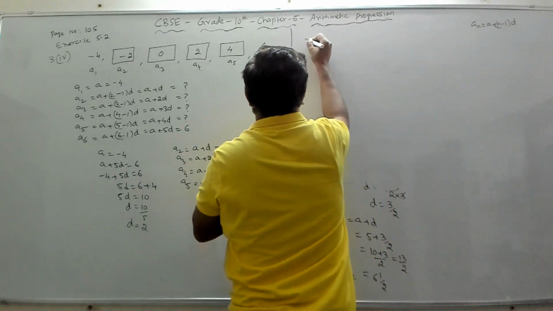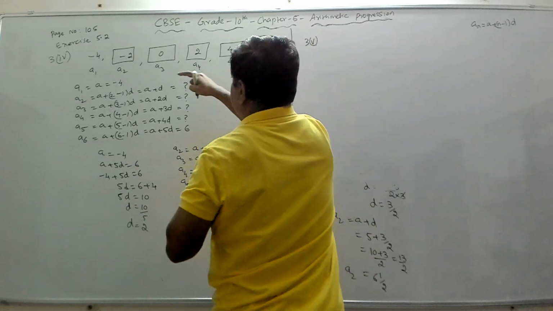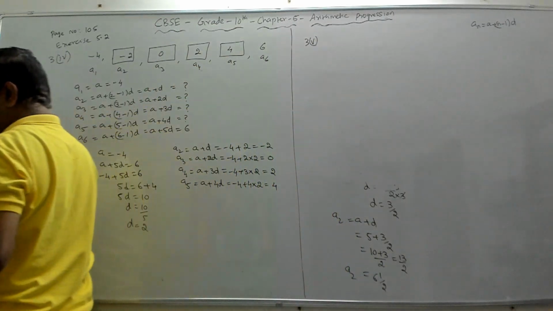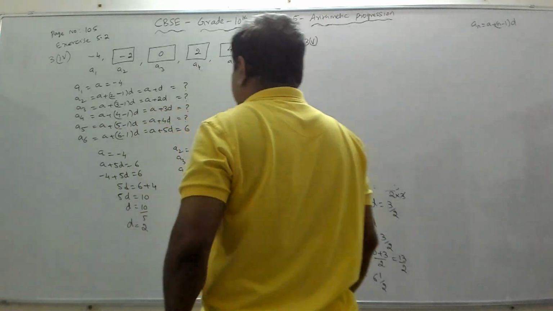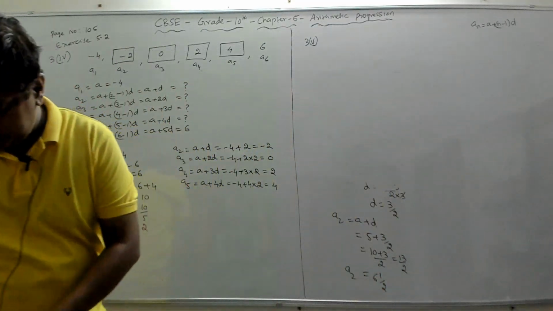So third one, fifth subproblem. The numbers are minus 2, 0, 2 and 4 in this previous problem. Now let's go to the fifth one. So fifth one, what is given?